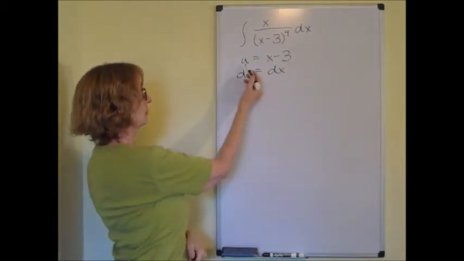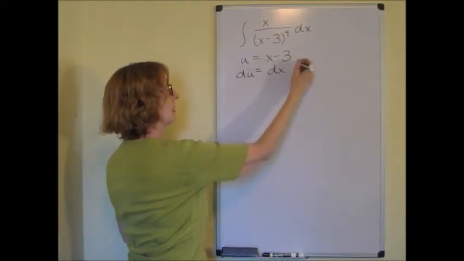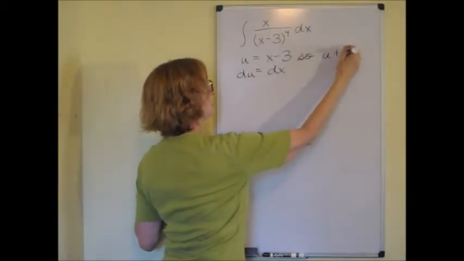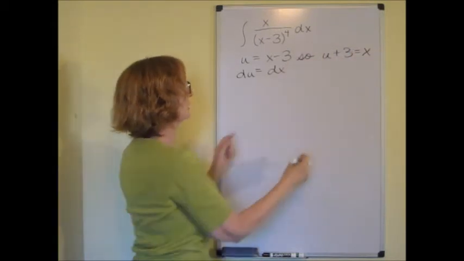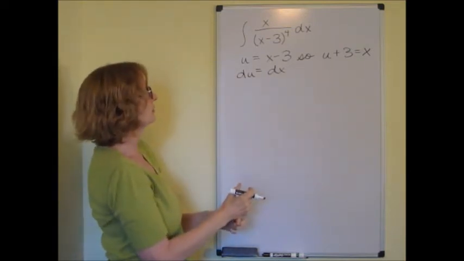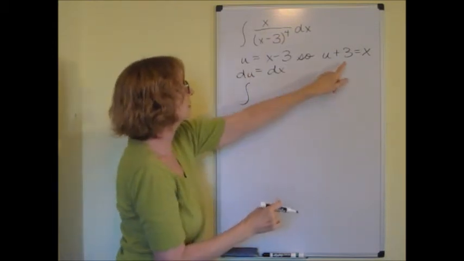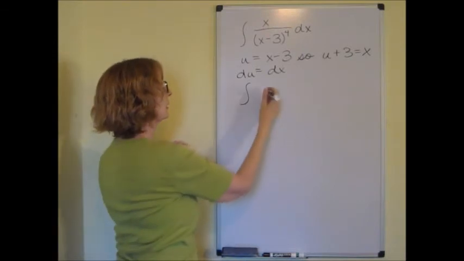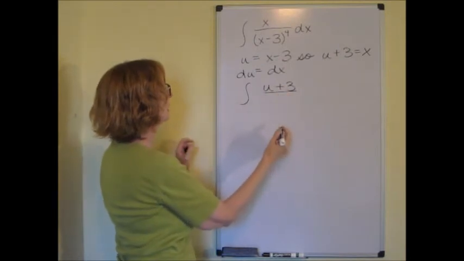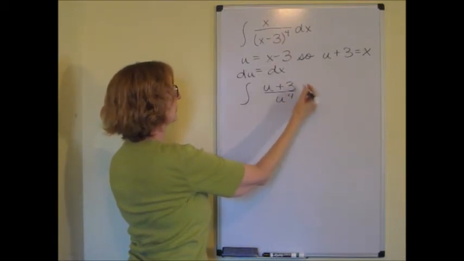What I'm going to do is look at my u equals x minus 3 and solve this for x. So if u is x minus 3, I can add 3. I could say that u plus 3 has to equal x. I just added 3 over here. So this is true as well. And now let's see if that helps us out. So I've got my integral. In the numerator I have x, which is really going to be u plus 3, over, and then in the denominator I've got u to the 4th power. And then of course I've got my du.